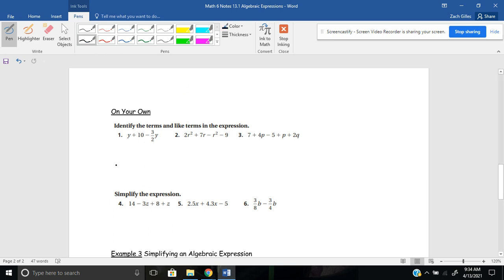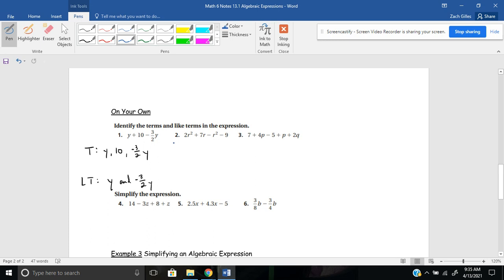Okay, for number 1, 2, and 3, I'm going to write my terms and below it my like terms. So my terms for number 1, you should get y, you should get 10, and you should get -3 halves y. Like terms, we've got our 2 terms with y. So we got y and -3 halves y. Notice the 10 doesn't have anything like it, so we just don't put anything.